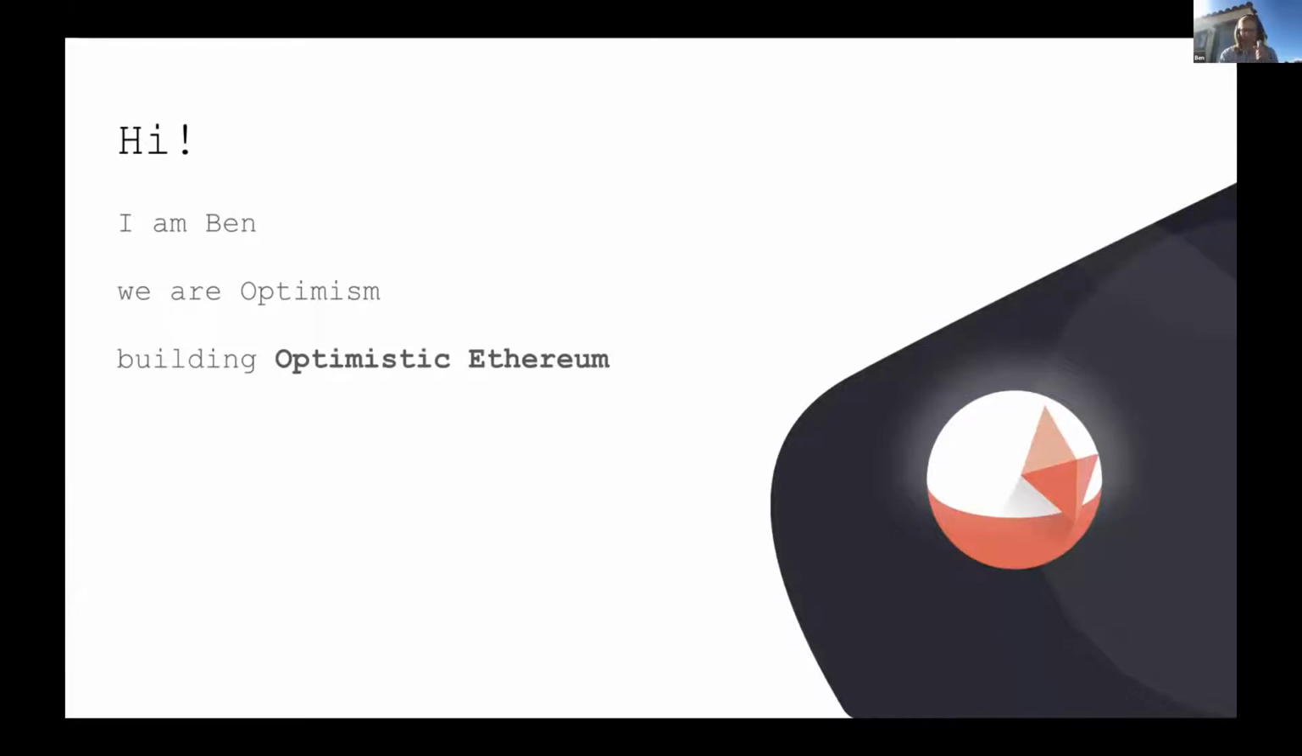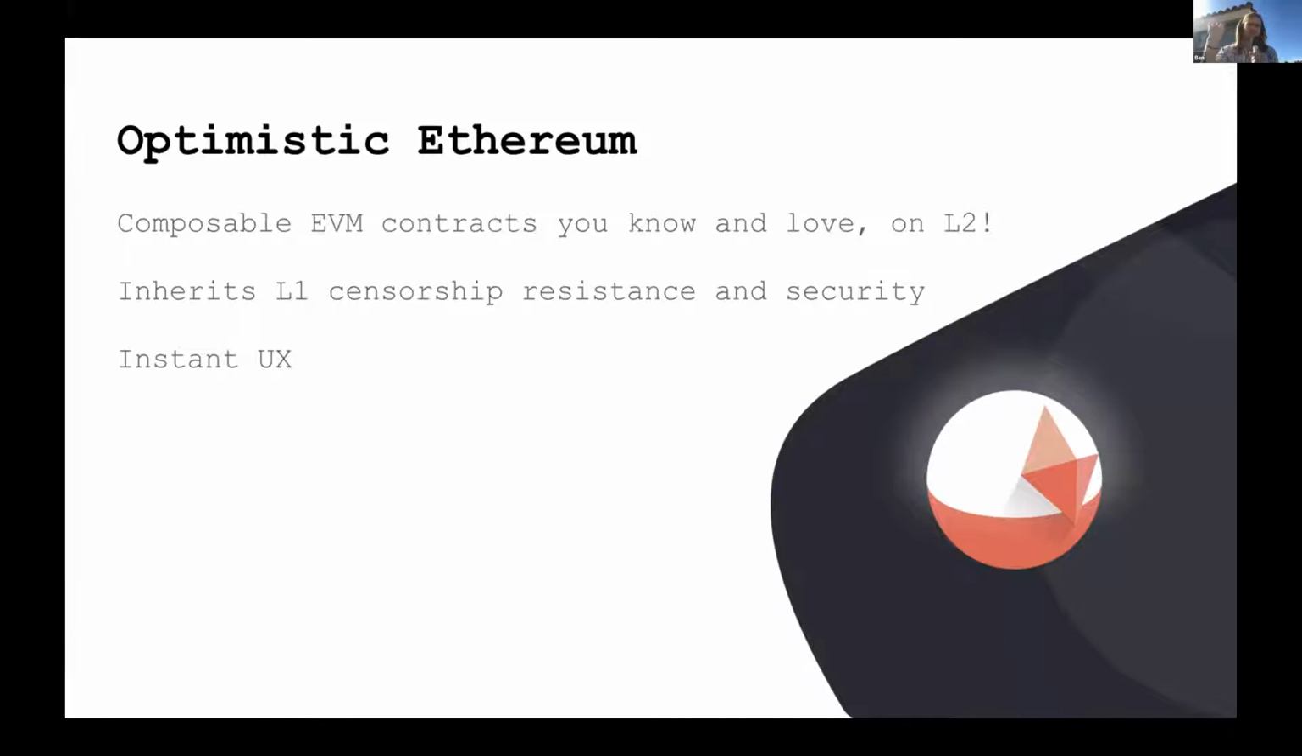Hey guys. So I'm Ben. I'm one of the co-founders of a team working on some of these lovely scaling solutions called Optimism. We're building something called Optimistic Ethereum. And I will talk about that just a little bit today.